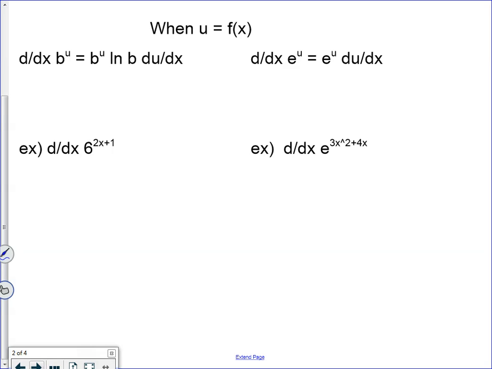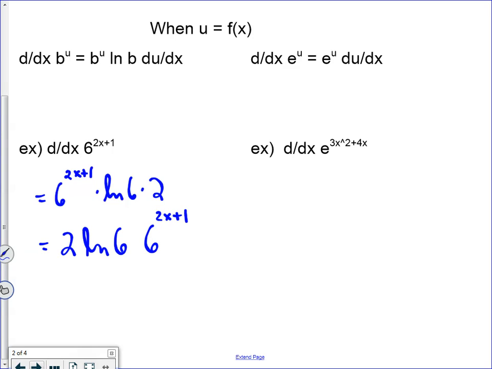All right, let's extend the page here a bit and look at the example. This first one would be 6 to the 2x plus 1, times the ln of 6, times 2, because that's the derivative of 2x plus 1. So it's keep the exponential part the same, times the ln of the base, times the derivative of the exponent. You should fix this up a bit, maybe with a set of parentheses if you want to clean it up. Nothing else really here to combine.